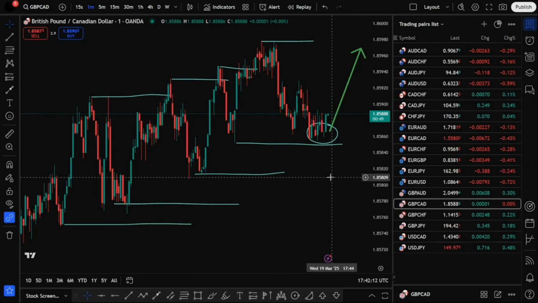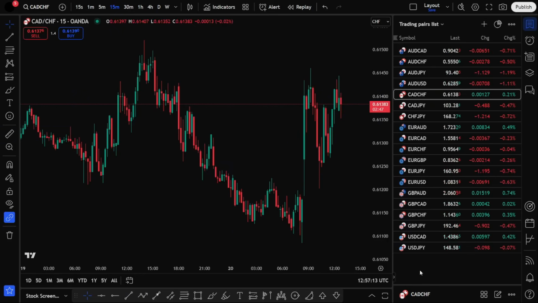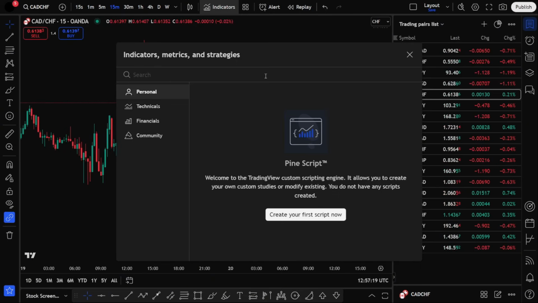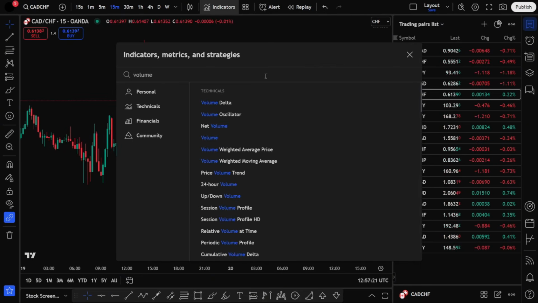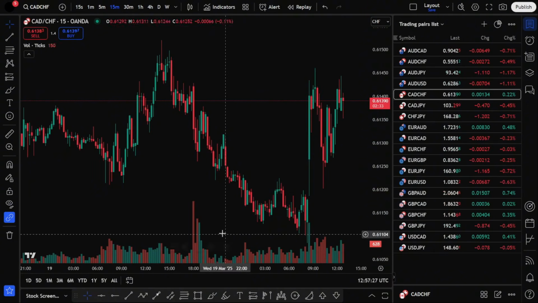We've got another powerful tool to discuss. The third tool for today is the volume indicator. Let's add it to the chart. Click Indicators, type in Volume and select it. You'll see volume bars at the bottom. This is key to understanding price movement.